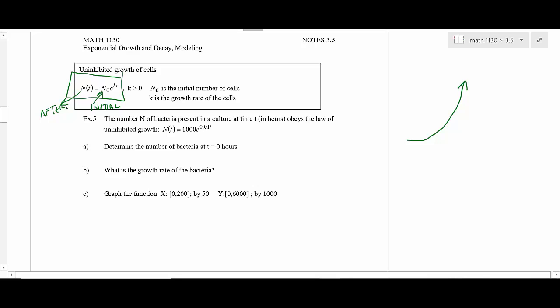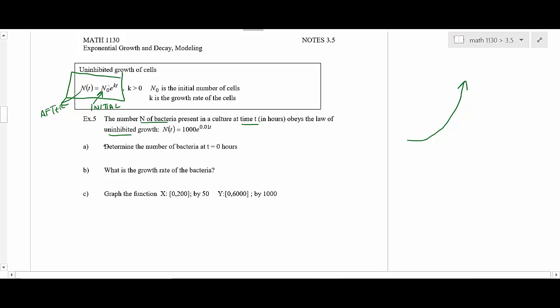Now, to me, this is the continuous compound interest form. It's the same thing. K is a growth rate, t is time, and then you have e. This example says that you have N bacteria at a time t, and uninhibited growth means it's going to grow forever and the universe is going to fill with bacteria. That's what I mean by that.